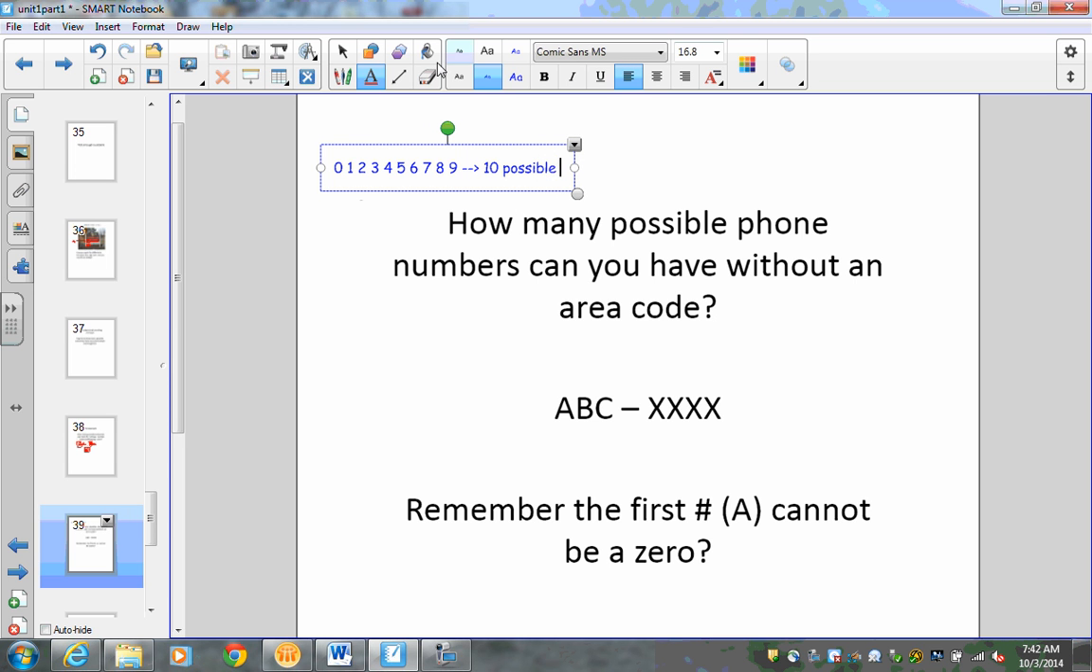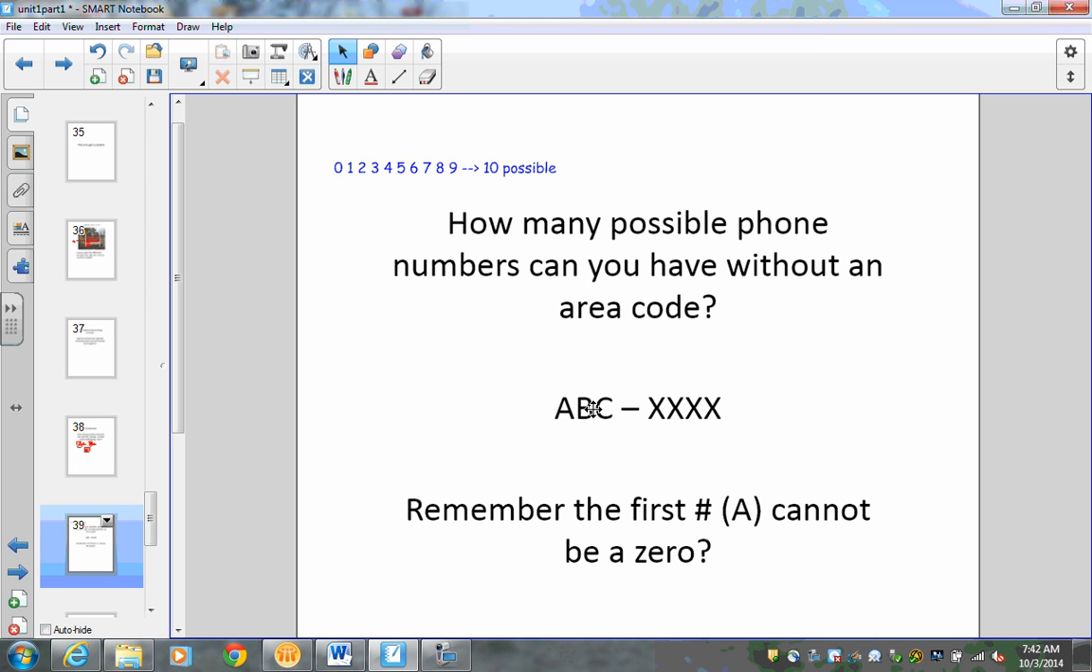So using this as a guide, let's see if we can figure this out. Remember that the first digit A cannot be a 0. So if A cannot be a 0, that takes this away. So that means 1, 2, 3, 4. You have 9 possibilities for A. That means A could be any number between 1 and 9. Now there are no restrictions for B, C, and the following, so we take the restriction off, which means there's a total of 10 choices. So B could be 10, C could be 10, all these X's could be 10. And so these are all my options for all my phone numbers.